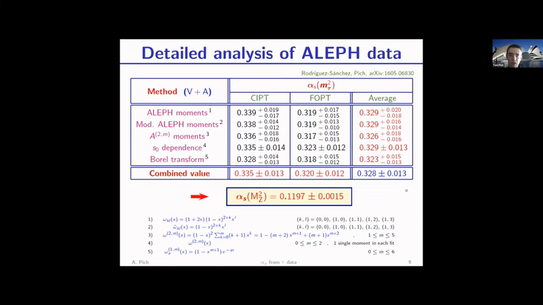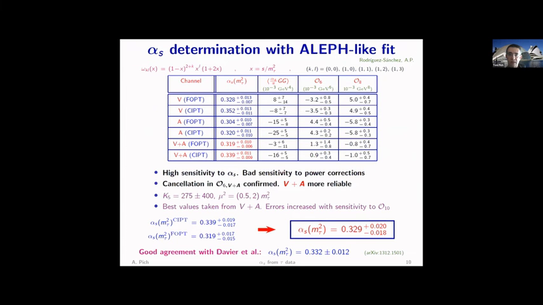I will not review all the information that is in this table. Everything is in our paper explained in full detail. So I will just want to comment on a few special points. First, the Aleph fit. So we just did the fit of Aleph, and we found results which are in perfect agreement with them. Maybe our errors are slightly more conservative, but the differences are not really important.